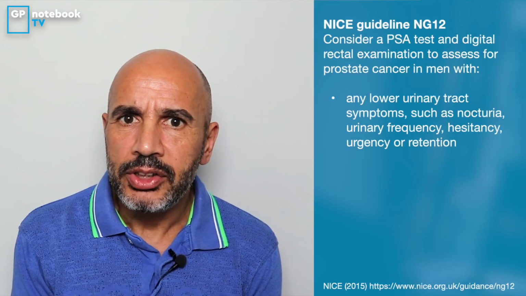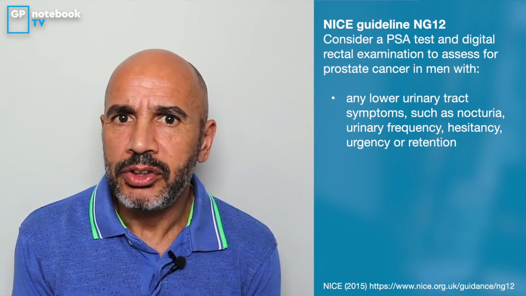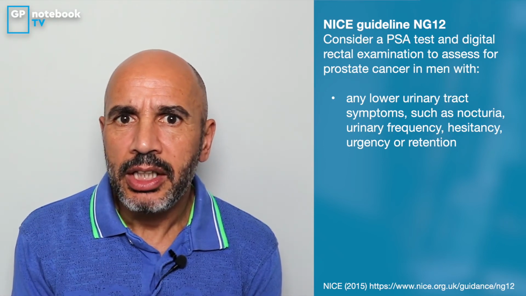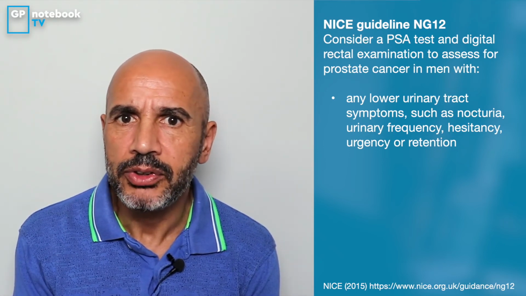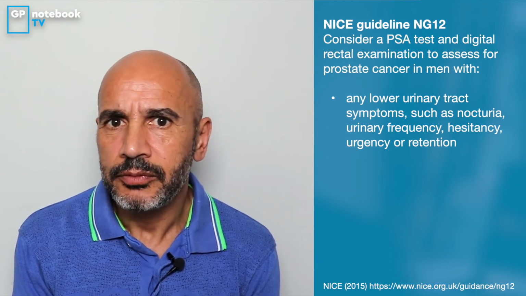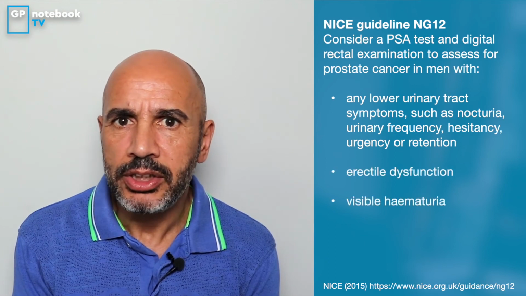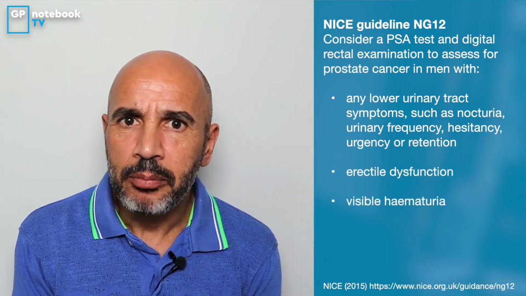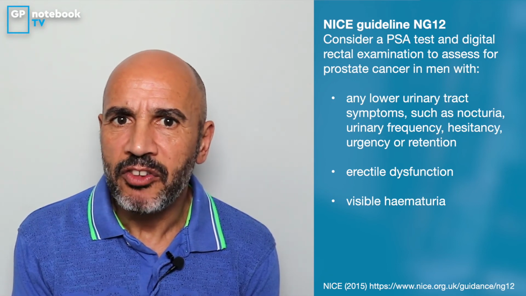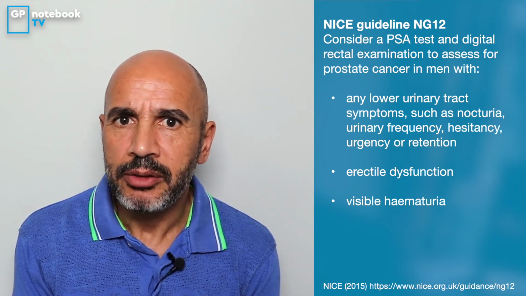So what do the guidelines say about checking PSA in primary care? NICE suggests that GPs should consider doing a digital rectal examination and a PSA if a man has urgency, frequency or hesitancy or nocturia. Also, they should consider a digital rectal examination and PSA if somebody has urinary retention or erectile dysfunction or visible hematuria.